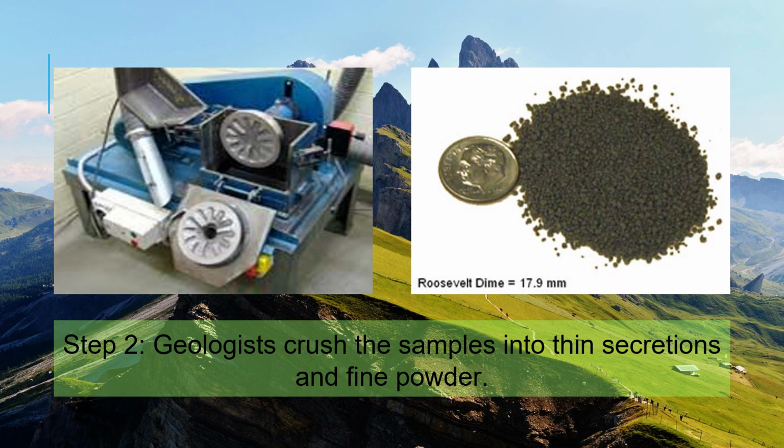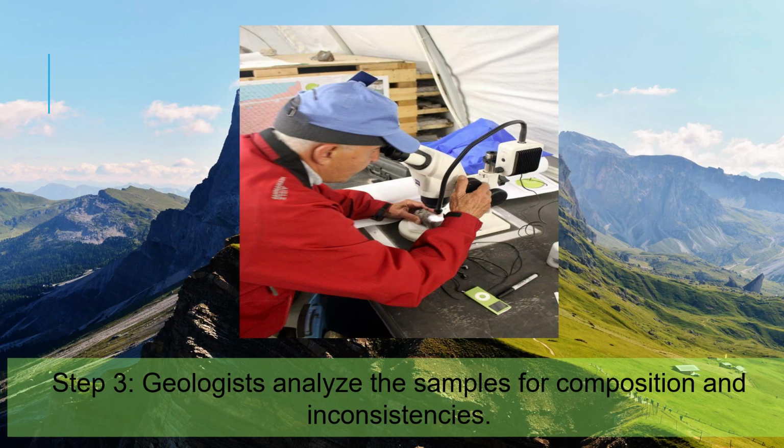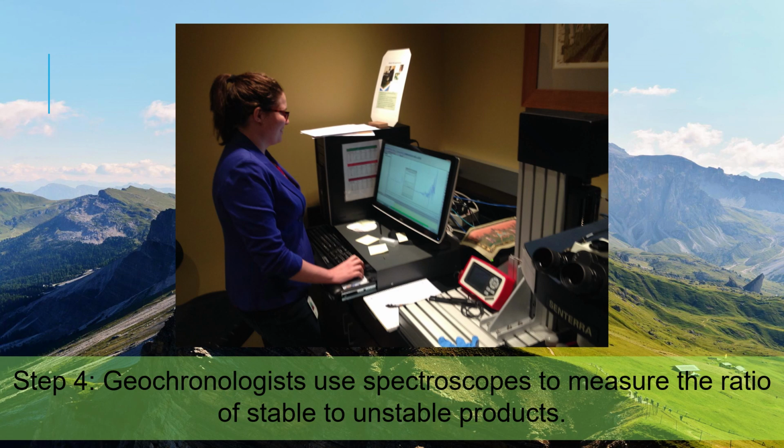You can't just take the age by the whole rock chunk, because first you've got to analyze for composition and inconsistencies. So you're going to analyze and be like, okay, what is this made of? And then you're going to use a spectroscope to measure the ratio of stable to unstable products. The cool thing about radioactive decay is that it decays from an unstable isotope to a stable product. So it's that ratio that's going to tell us how many half-lives have gone by between this stuff being deposited or made and us trying to figure out how old it is.